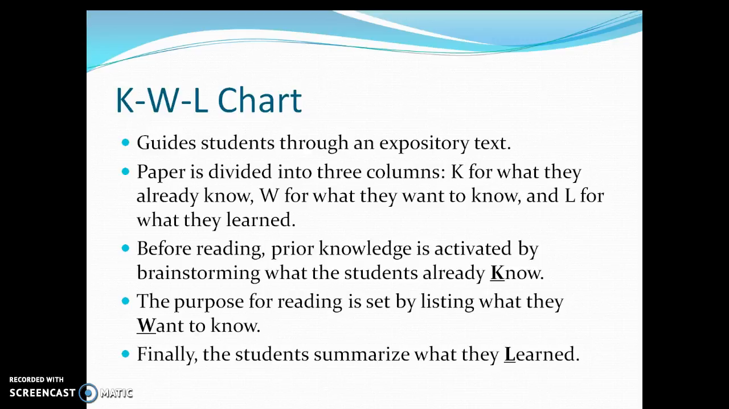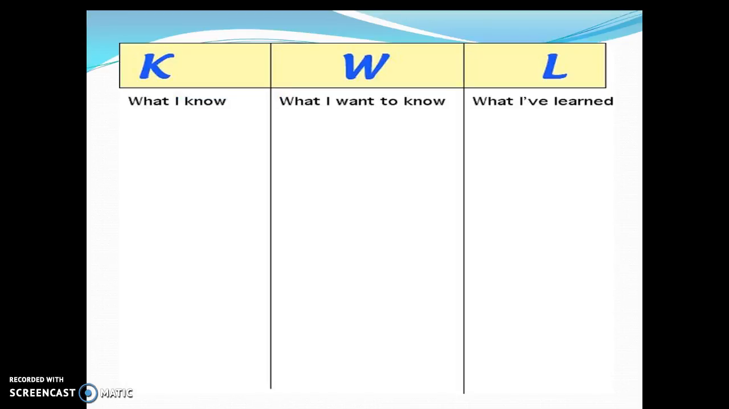Then you set the purpose for reading by listing what they want to know in the middle column. And finally, they summarize what they learned in the last column. This is an example of a KWL chart.